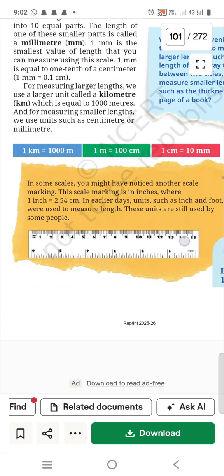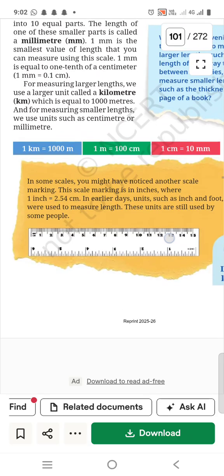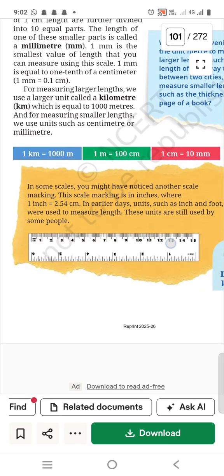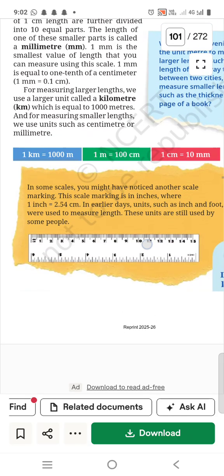Tell me, 1 kilometer is equal to what? 1000 meters. 1 meter is equal to how much? 100 centimeters. 1 centimeter is equal to 10 millimeters.